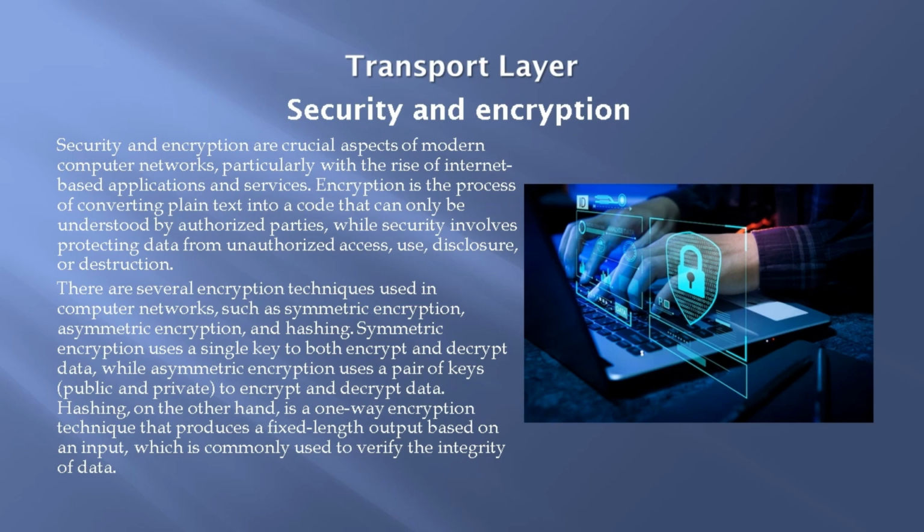There are several encryption techniques used in computer networks, such as symmetric encryption, asymmetric encryption, and hashing. Symmetric encryption uses a single key to both encrypt and decrypt data, while asymmetric encryption uses a pair of keys, public and private, to encrypt and decrypt data. Hashing, on the other hand, is a one-way encryption technique that produces a fixed-length output based on an input, which is commonly used to verify the integrity of data.